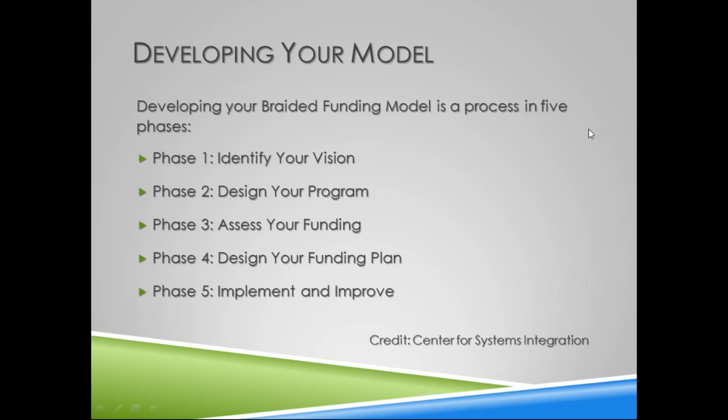Okay, so we'll move into developing your model. This is a process that I thought was really well done. JFF has a model as well, and I've got a graphic for that later that has several more steps. But when you break it down, really, there's 5 main phases, and this is from the Center for Systems Integration. Phase 1 is identifying your vision. Phase 2, design your program. Phase 3 is assess your funding. Phase 4 is design your funding plan, and Phase 5 is implement and improve.